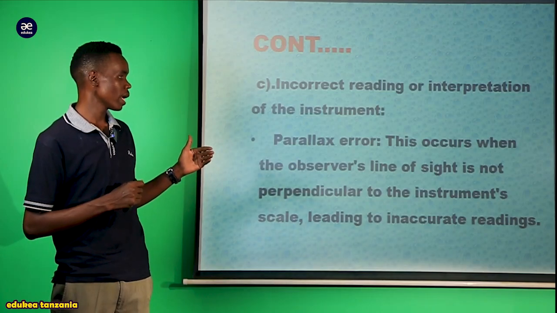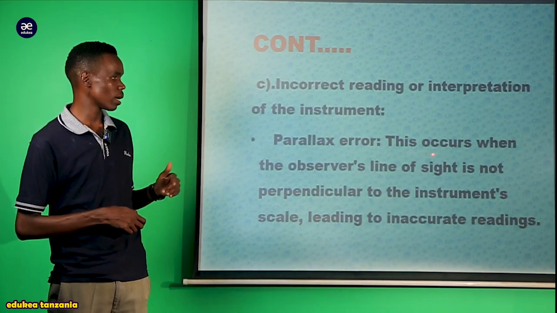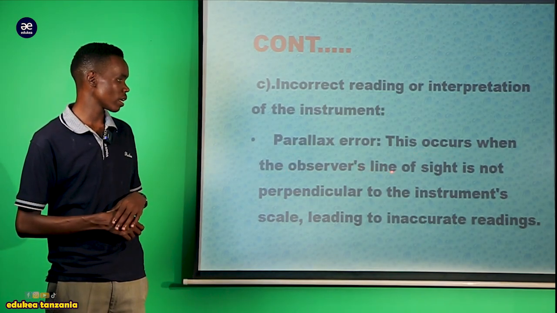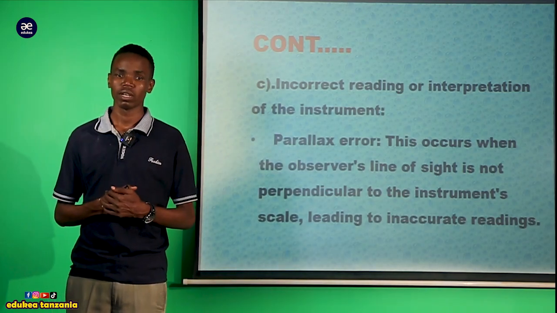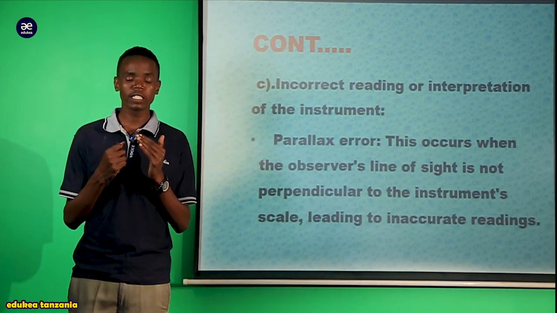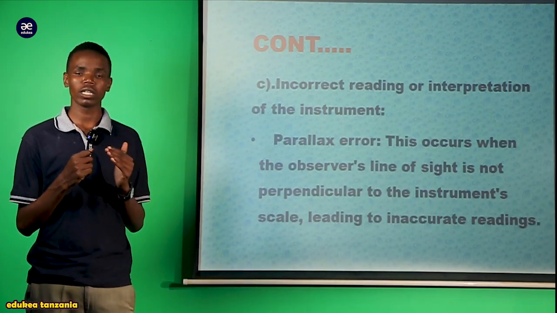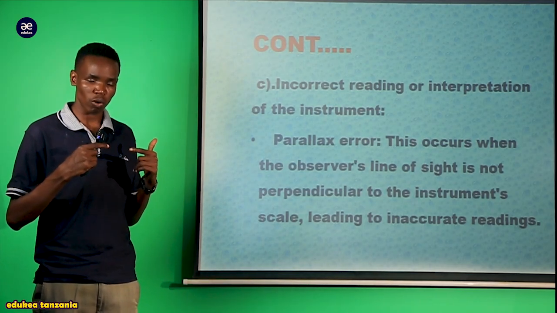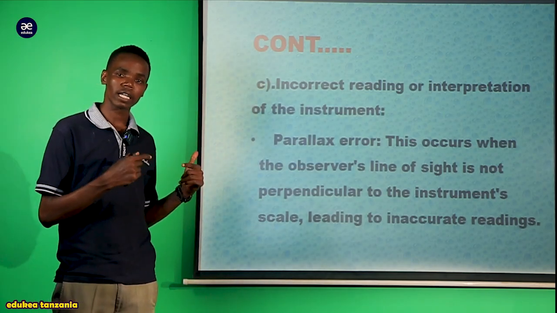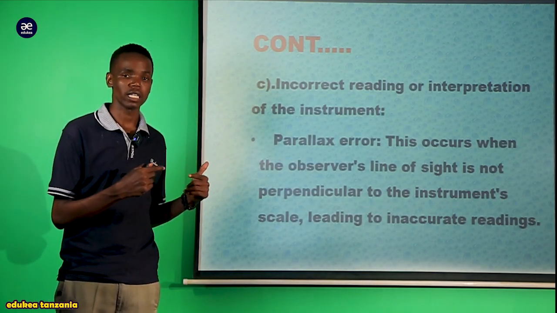So on the parallax error, as you can see here, this occurs when the observer's line of sight is not perpendicular to the instrument. When we obtain these values or the data on an instrument, we are supposed to stand perpendicular with the line of an instrument.